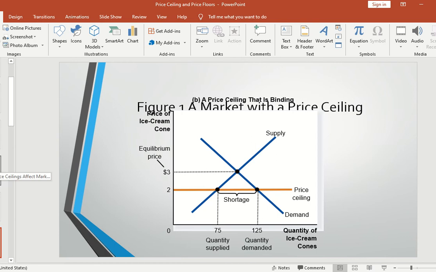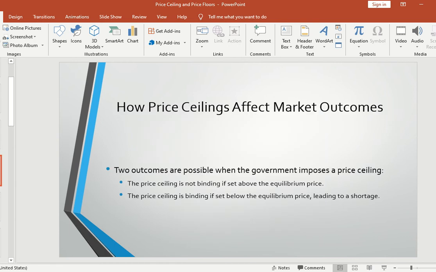Now we come back to the previous slide. The government doesn't always know where the market is. So the government sometimes could make a mistake by imposing a price ceiling that is not binding. The price ceiling that is not binding is set above the equilibrium price. The price ceiling that is binding is set below the equilibrium price. In this case, it is effective, but it will also lead to a shortage.